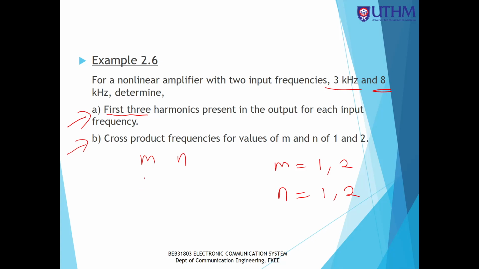Okay, we have 4 combinations. Either we want 1 and 1, 1 and 2, or 2 and 1, 2 and 2. Okay, we're going to have 4 combinations because the value of M and N are 1 and 2.